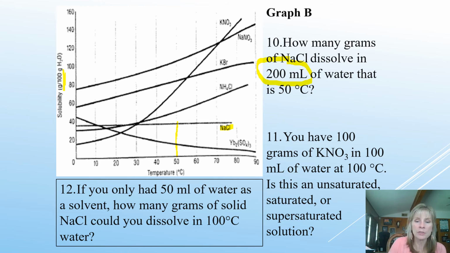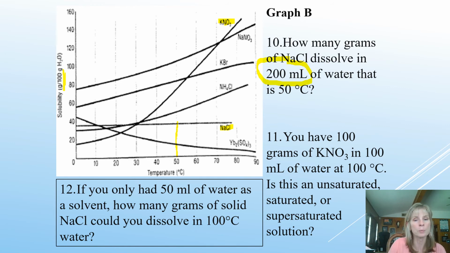Number 11, if you have 100 grams of potassium nitrate in 100 milliliters of water at 100 degrees C, is this going to be an unsaturated, saturated, or supersaturated solution? So potassium nitrate, way up there, that's this line right here. Potassium nitrate, 100 grams and 100 milliliters of water at 100 degrees C. Well, what you need to notice is this graph doesn't go to 100 degrees.